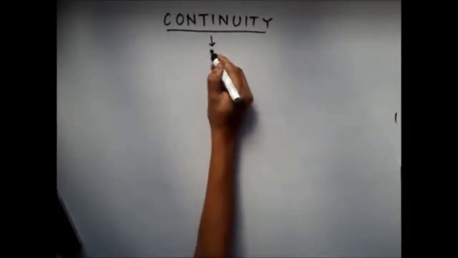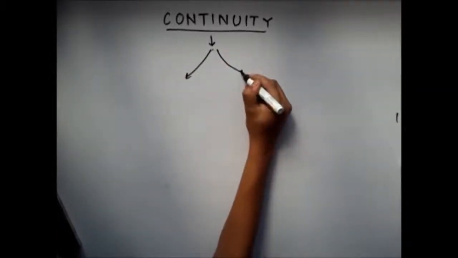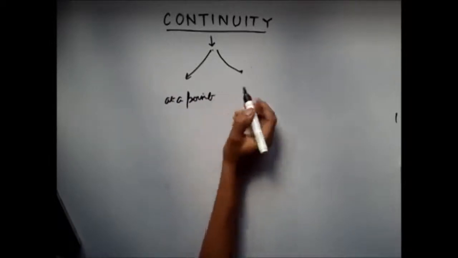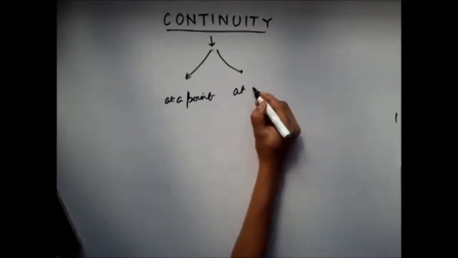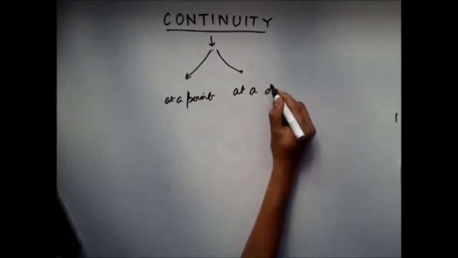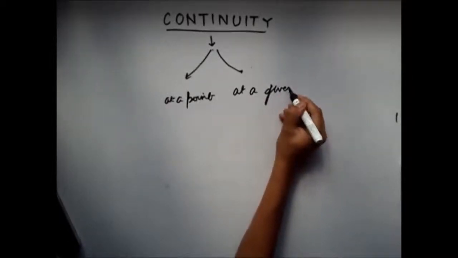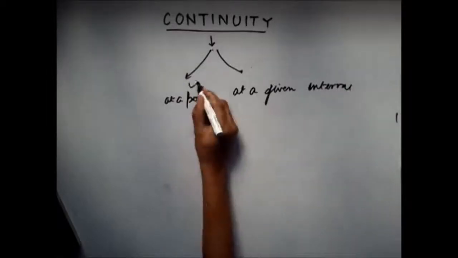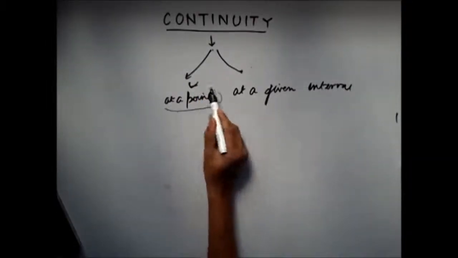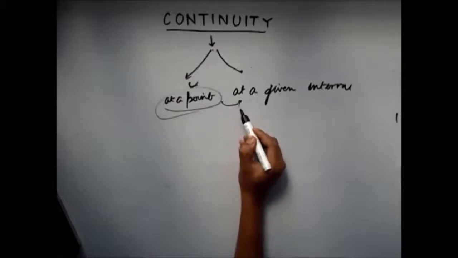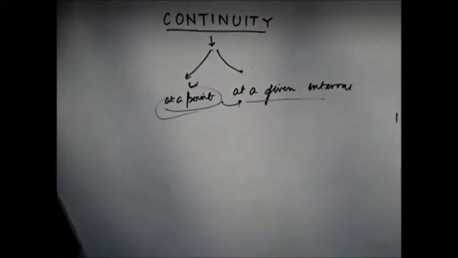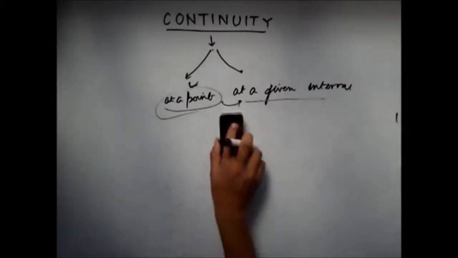Now we have discussed enough regarding continuity of a function at a particular point x equals a. So at the beginning I had drawn something like this. Continuity can be defined at a particular point or at a given interval. So we have discussed this part. Now if you broaden this part, we will come to this part, because you know an interval is a collection of a particular number of points. So now we will discuss continuity at a given interval.